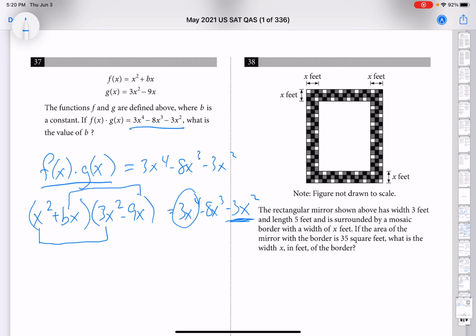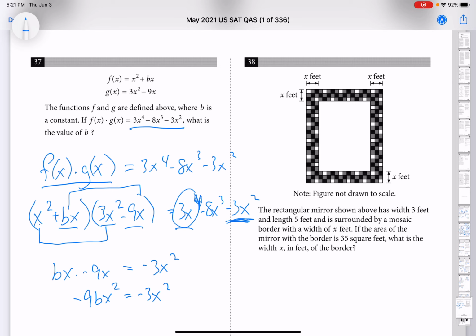Because this is kind of like a trick on the SAT that they normally do, you can also multiply everything out, but I'm going to see if this works over here. So x squared times 3x squared gives you 3x to the 4th, which works out. And then we have bx times negative 9x, and that should equal negative 3x squared. So we're going to get negative 9bx squared is equal to negative 3x squared.